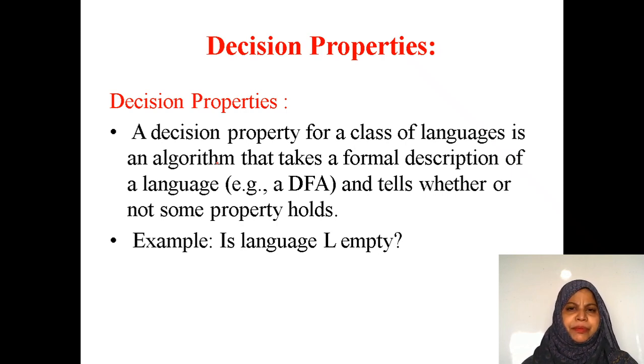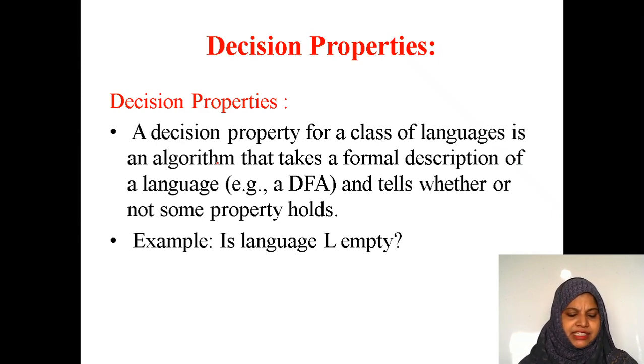You do not know what pushdown automata and Turing machines are yet. Up to here you have learned only DFA, that is the reason I am going to write DFA. Then it tells whether some property holds or not. Here in decision properties, you are going to check whether the language L is empty or not. We are going to check this by using various types of properties.